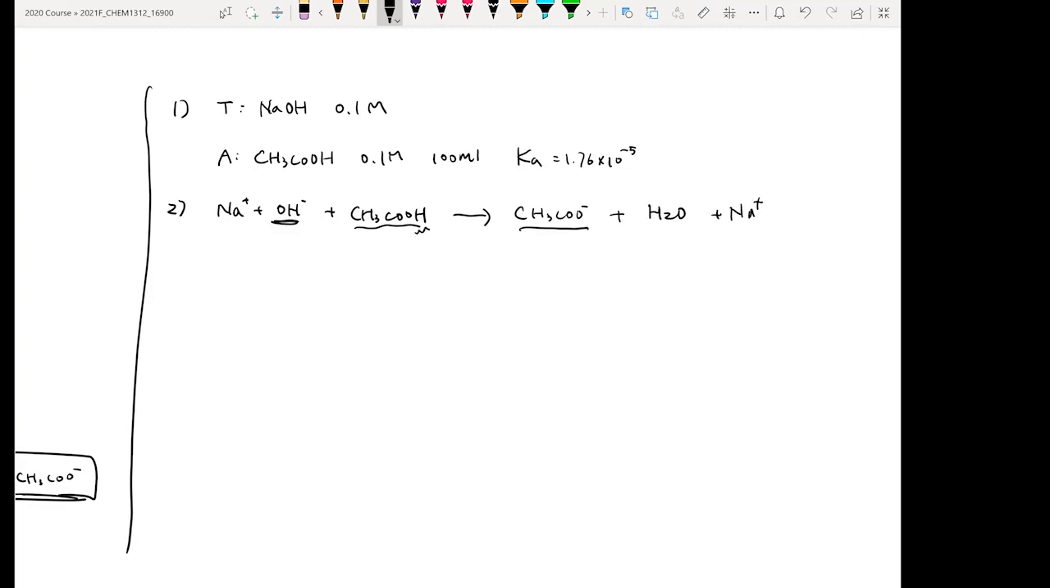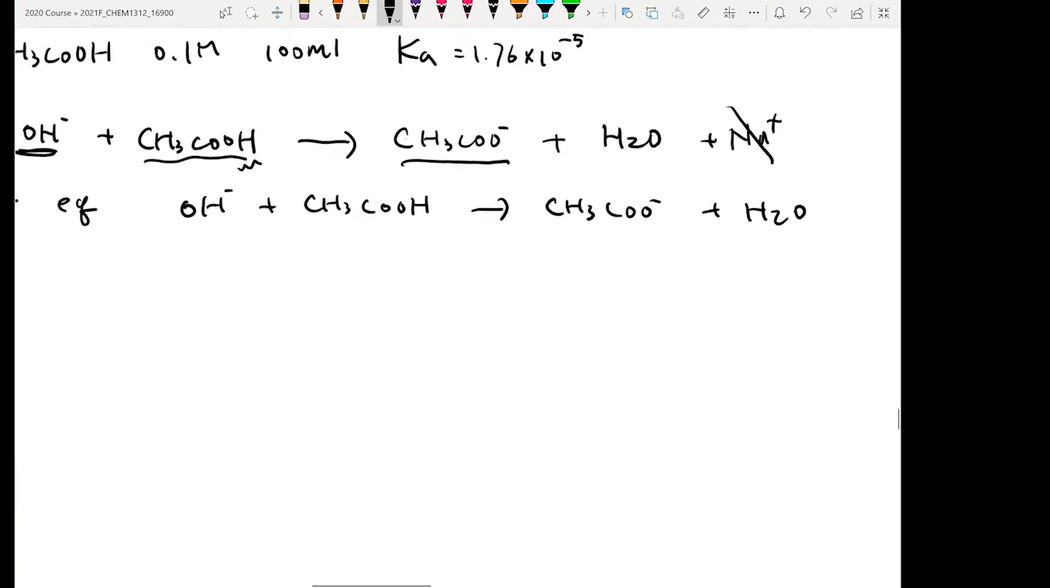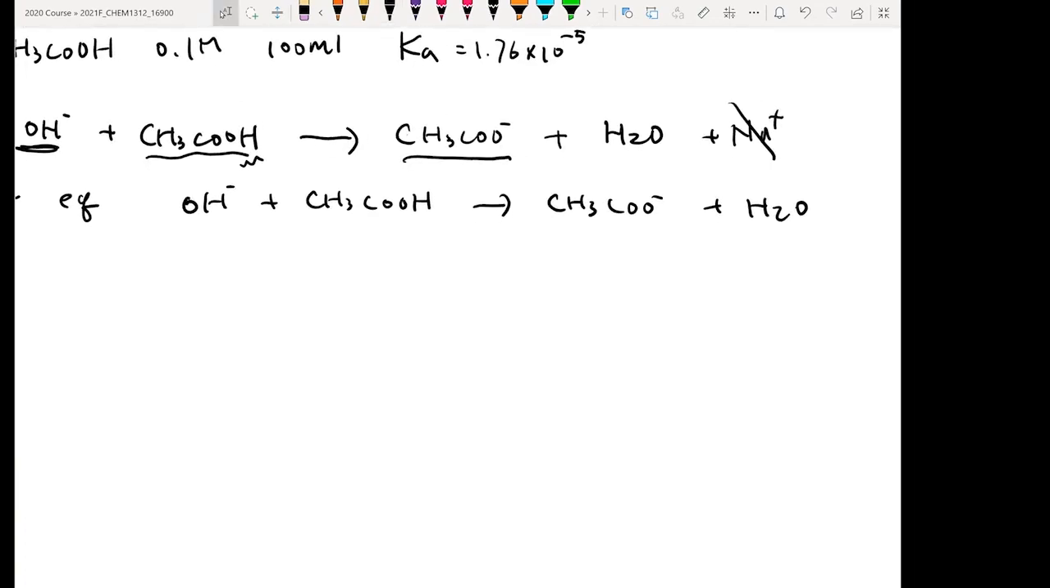So that's the complete ionic equation. But the most useful one is actually the net ionic equation, right? Which will be, this cancels out, okay? All you have is OH minus plus CH3COOH, which gives you CH3COO minus and H2O. This is a very specific case, but I would suggest that you see it as just a strong base, OH minus, interacting with your weak acid, HA, which gives you A minus and H2O. So all you have is a weak acid, strong base titration condition.